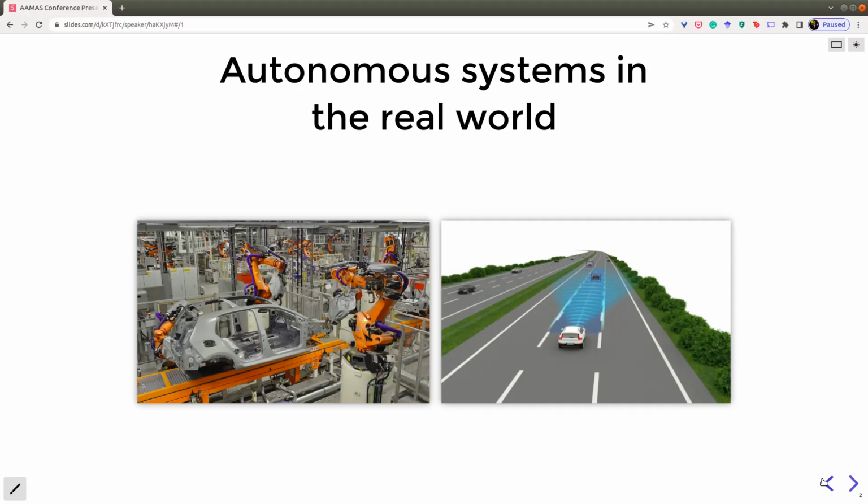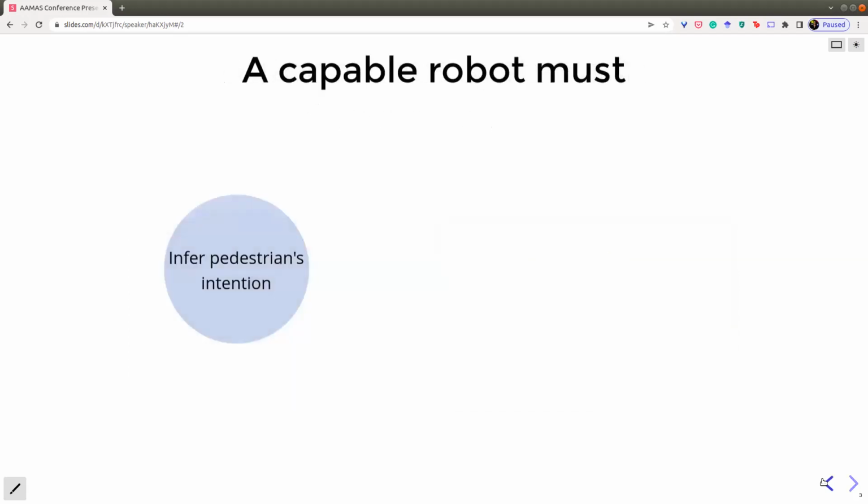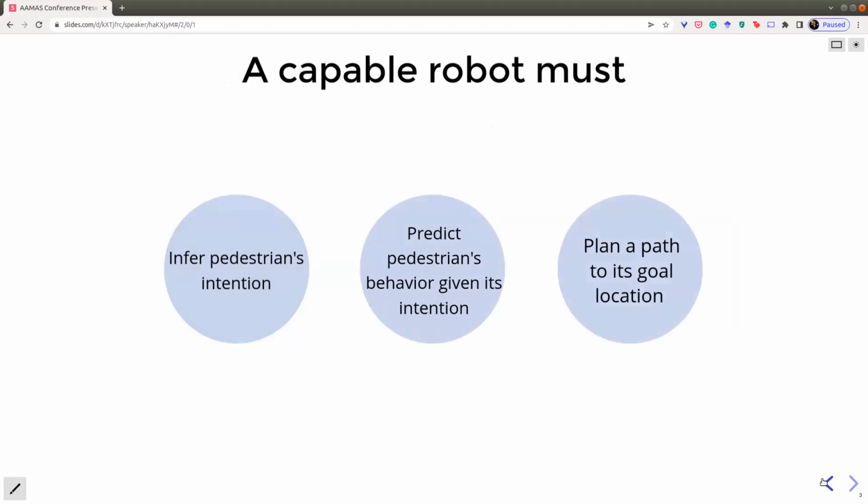To choose a good trajectory to navigate among moving pedestrians, a robot must have the ability to do these three things. It must be able to infer the pedestrian's intention based on the sensor observations that it receives from the environment. For any given intention, it should be able to predict the pedestrian's future behavior. Given the pedestrian intention and a pedestrian behavior model, it should then be able to generate an efficient path from its current position to its goal location that avoids collisions with both obstacles and the moving pedestrians in the environment.